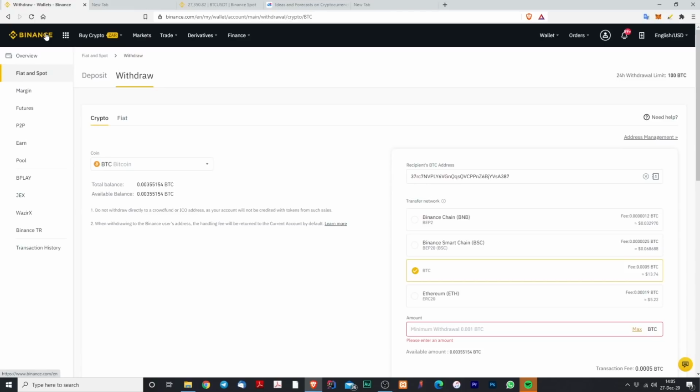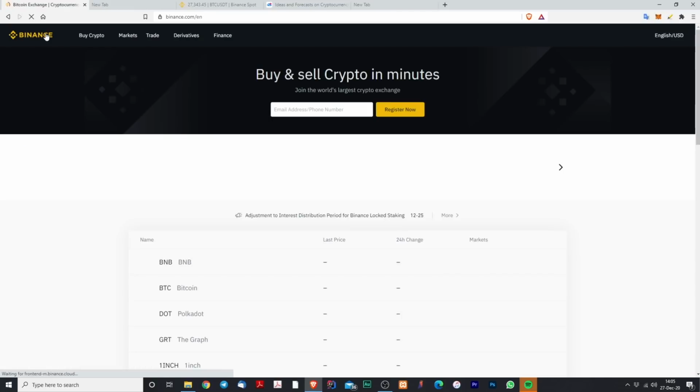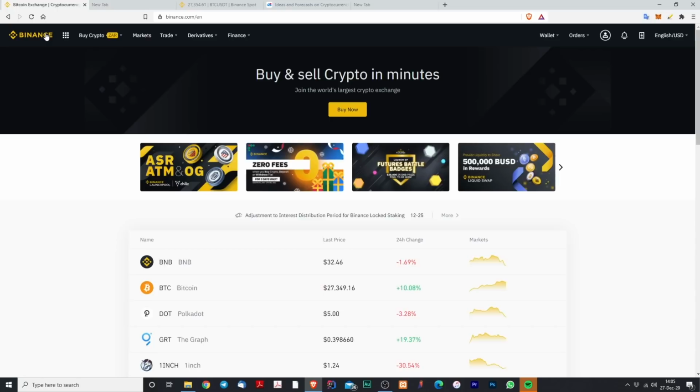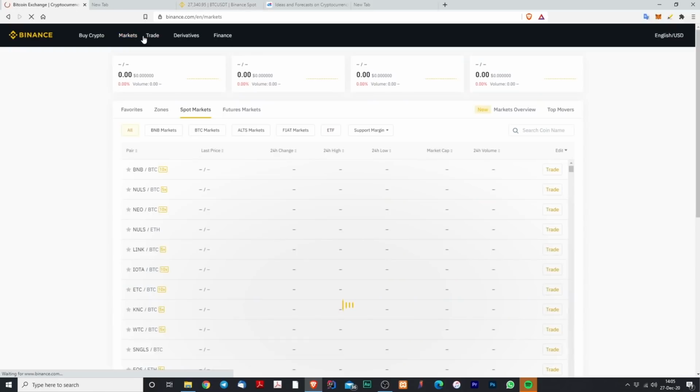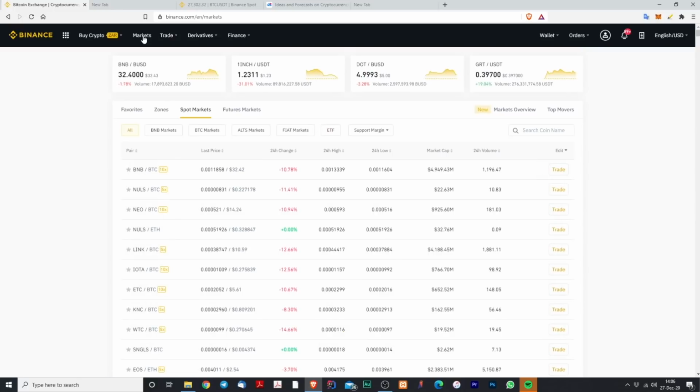And now let's go back to the homepage, because we now have to look at the markets, because I know a lot of you guys are here to learn this platform in order to trade. So the next thing we're going to look at is markets. The markets simply means what coins or what pairs are available on Binance that you can trade.